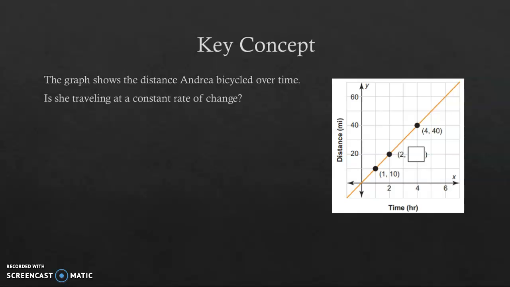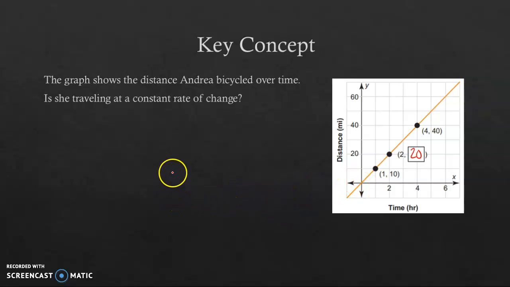So the graph shows the distance Andrea bicycled over time, and then it's asking, is she traveling at a constant rate? And so first let's fill in this point. So at 2 we're at 20. Here we go. 20, so I'm going to fill in that point for us.